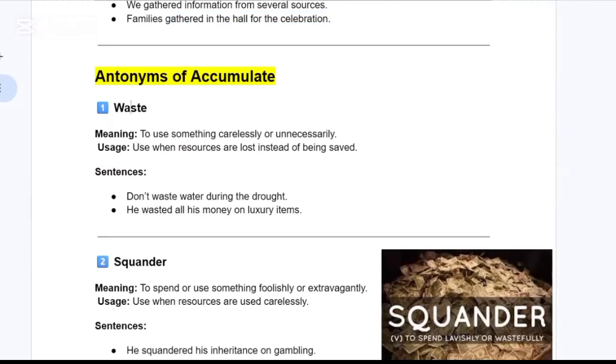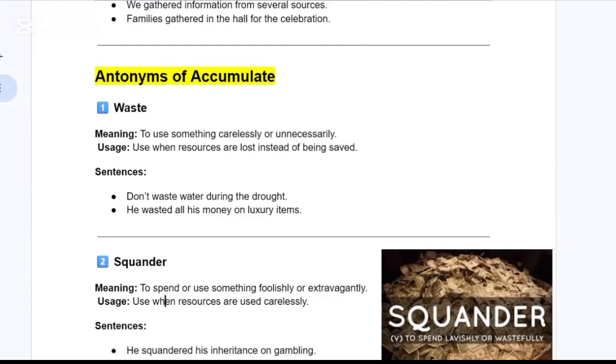Antonyms: waste. So, accumulate was to preserve something or collect, gather something. Waste is to use something carelessly or unnecessarily. It is used when resources are lost instead of being saved. Don't waste water during the drought. He wasted all his money on luxury items.